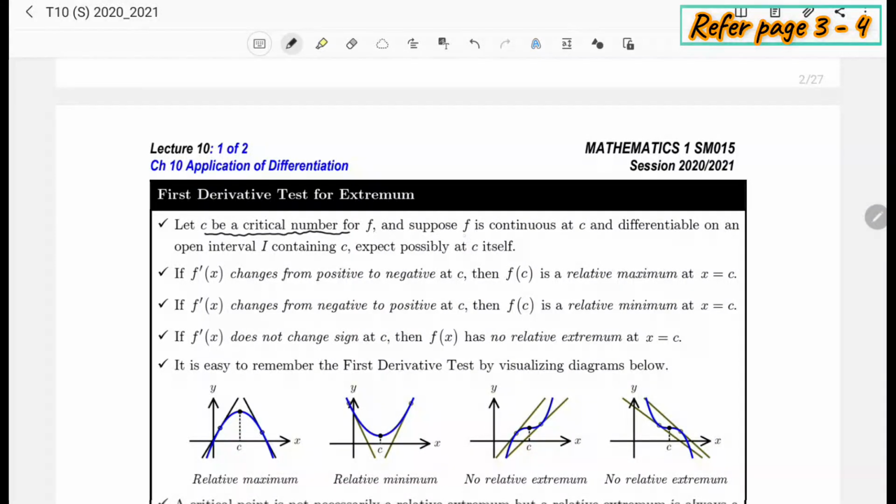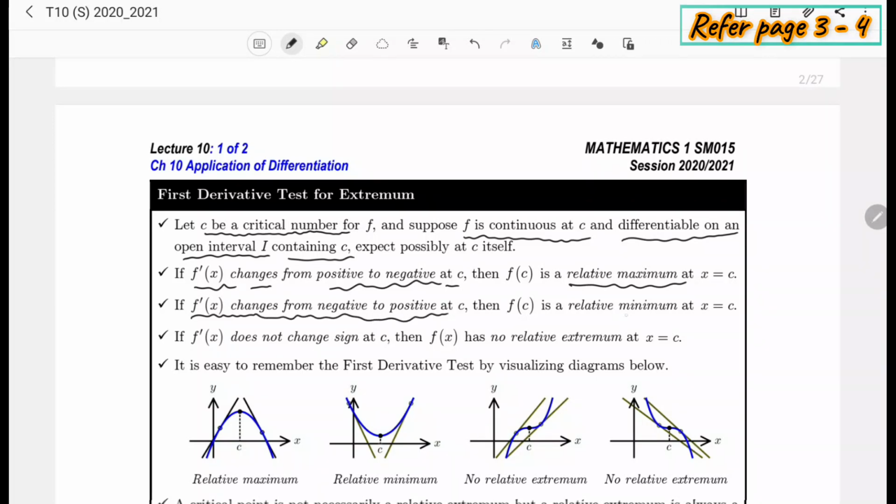Okay, so f is continuous at x equals c and differentiable on the open interval I containing c. If f prime x changes from positive to negative at c, it is a relative maximum. If f prime x changes from negative to positive, it's a relative minimum. If f prime x does not change sign, there is no relative extremum.